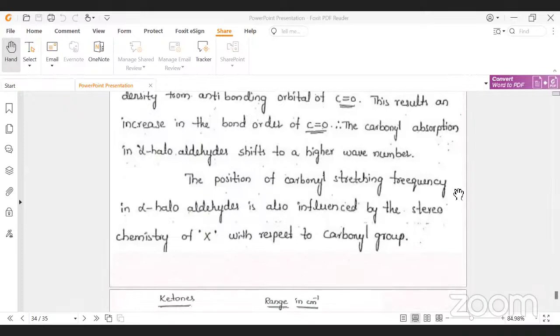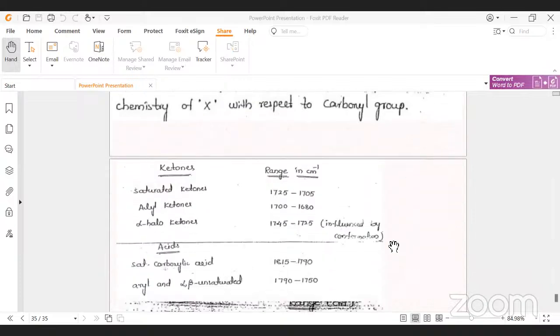The position of the carbonyl stretching frequency in alpha halo aldehyde is also influenced by the stereochemistry of X with respect to the carbonyl group. For example, we have another carbonyl group, the ketones. It is a saturated ketone. The saturated ketone appears at 1725 to 1705. This molecule has a saturated group.